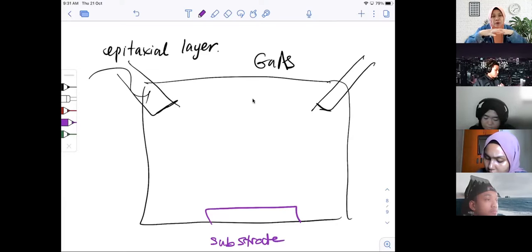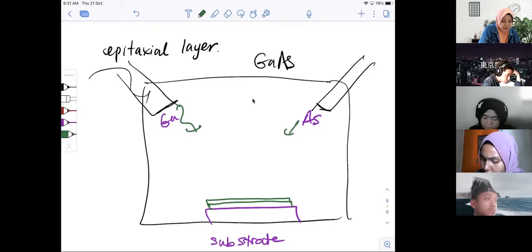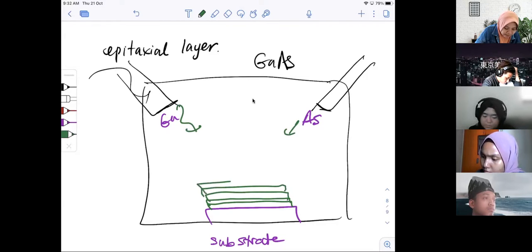Now, on top of the substrate, we want to build the semiconductor material or layer. So you put the gas of gallium here, the gas of arsenic here, and at very high temperature, it will mix and be collected here. So the more gas you put, the thicker it will be. And this process we call the growth. We grow the semiconductor.